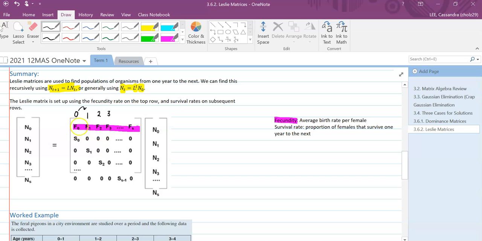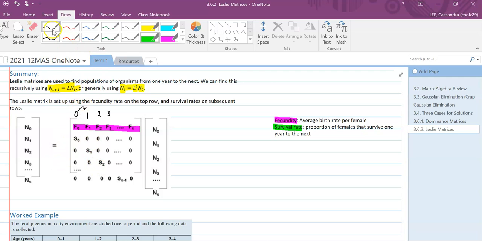For our fecundity rate, when it's a newborn, usually our fecundity rate, or average rate of producing babies, is a lot lower compared to our subsequent years. Similarly, when things start to become closer towards the end of their life, they also tend to reduce a little bit in their fecundity rate. Next, we have our survival rate, which is the proportion of females that survive from 1 year to the next.